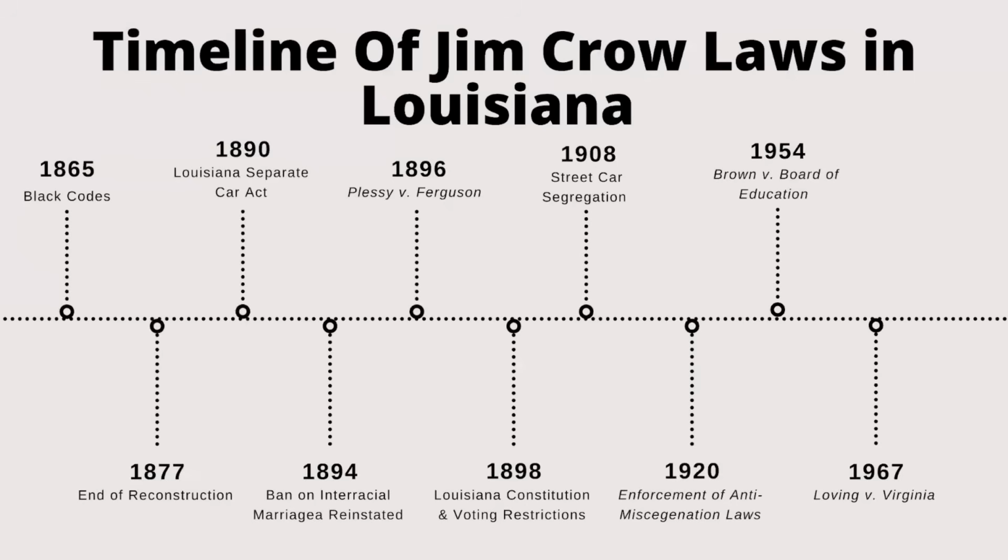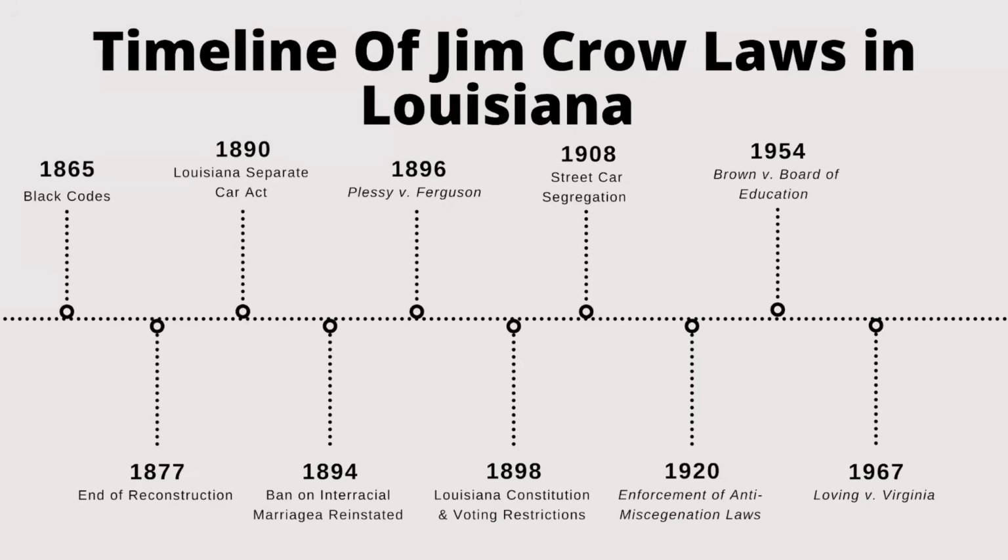Louisiana enacted laws that effectively disenfranchised Black voters through poll taxes, literacy tests, and grandfather clauses. Creoles of color who had historically been active members of politics were largely excluded from voting, diminishing any political power they might have had. Now, by the 1920s into the 30s, we have a hardening of racial boundaries and enforcement of anti-miscegenation laws.